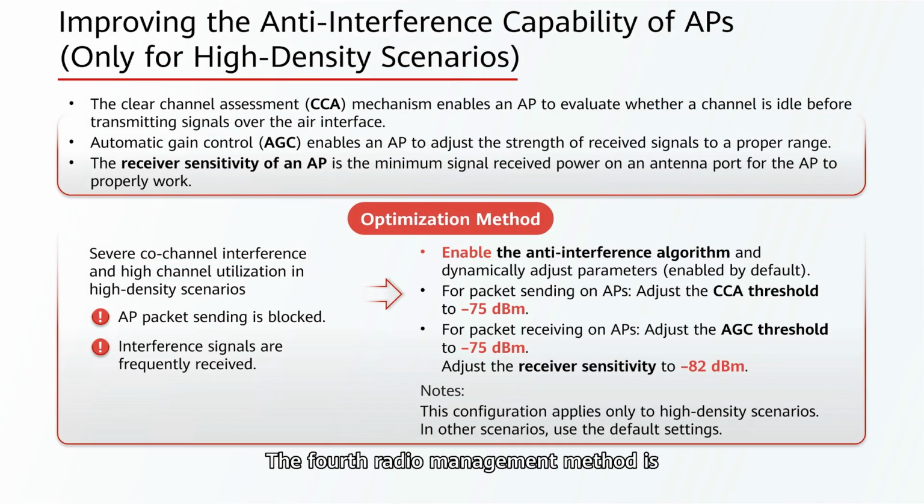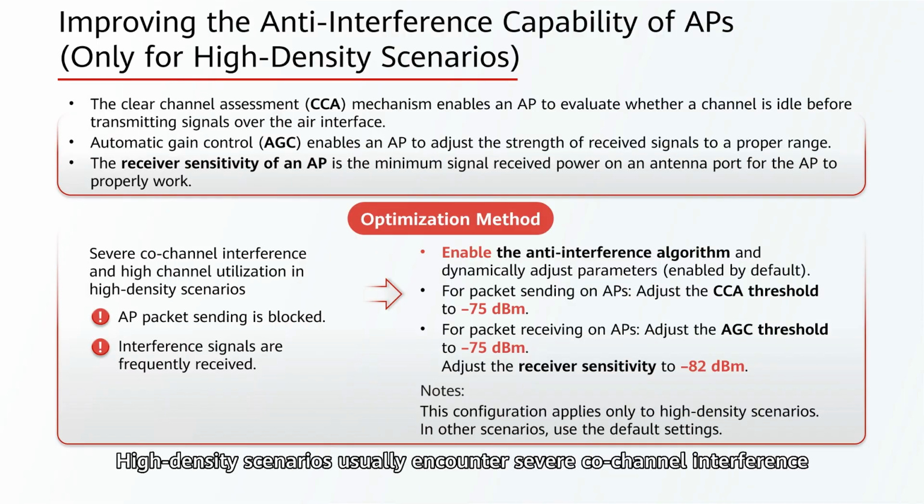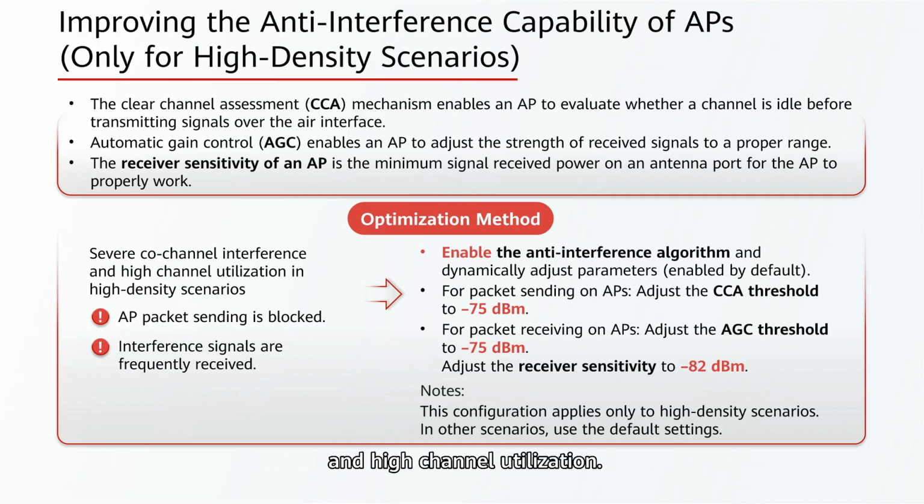The fourth radio management method is to improve the anti-interference capability of APs. An AP goes through the CCA and AGC processes during signal sending and receiving. High-density scenarios usually encounter severe co-channel interference and high channel utilization. This may cause slow data transmission or even service freezing. As such, parameter adjustment is required.